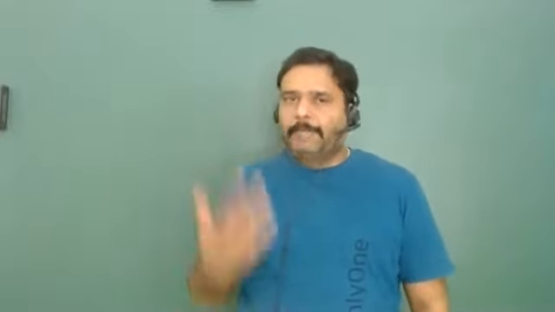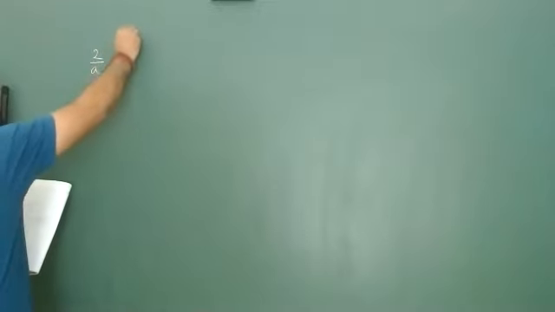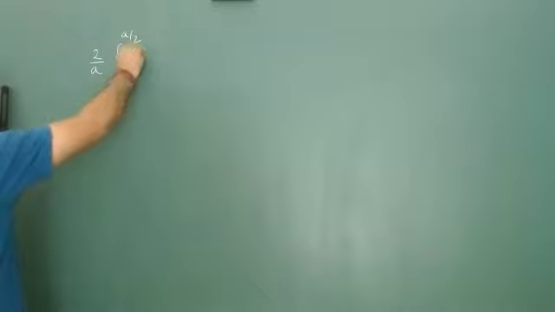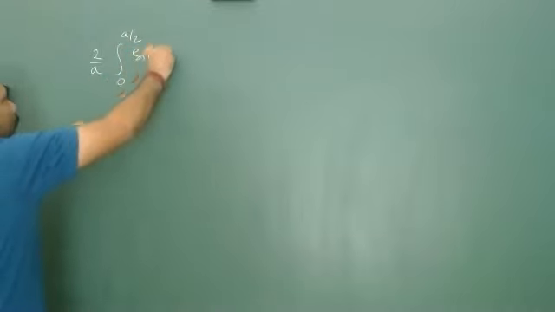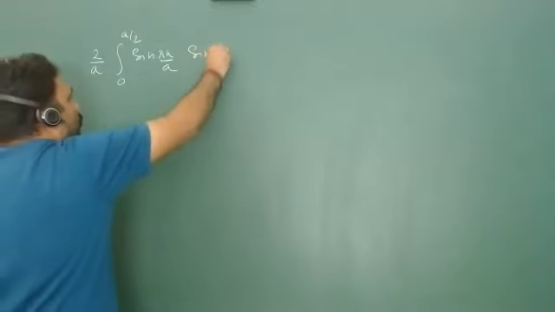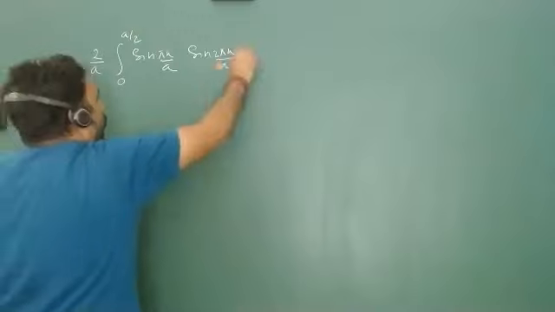I hope you know this integration, but I am just going to recap it because it will come again and again in this problem. Let's say we have this integration: 2 by a, which I have deliberately taken as the normalization factor, from 0 to a by 2, of sin pi x upon a times sin 2 pi x upon a dx.